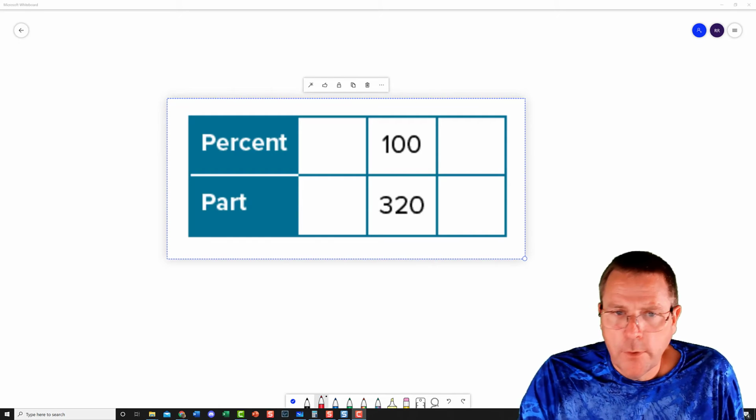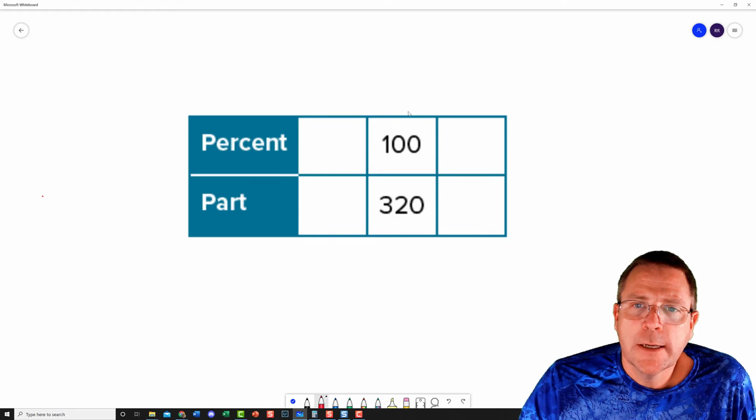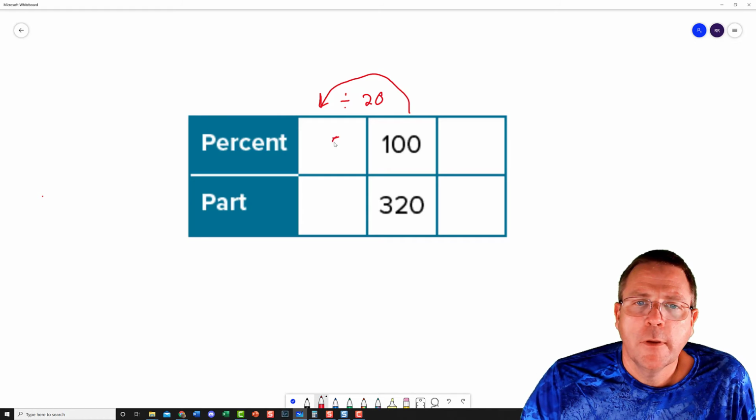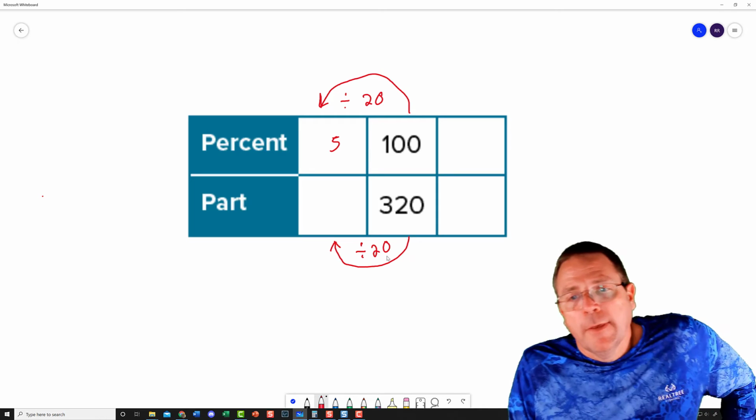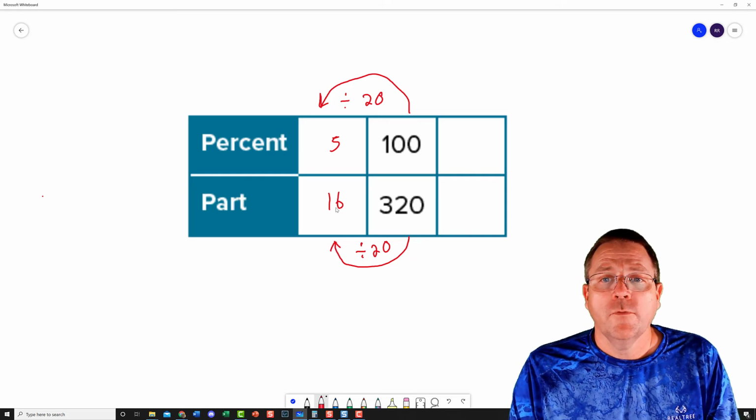Now, if it was me doing this problem, I would have worked it in such a way so that my percent ended up being 5. So I would have said 100 divided by 20 is equal to 5, and I can easily divide 320 by 20, and that's going to end up giving me 16. So now I'm off to a good start.